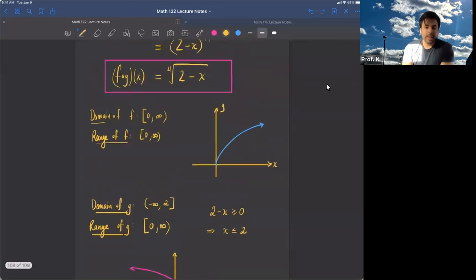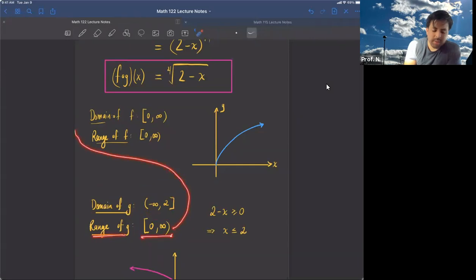Now, let's be mindful of how we created this function. What came first? g, didn't it? So with g, my domain immediately starts off as negative infinity to 2, and my range is 0 to infinity, right? So the domain of g produces this range. Now I have to see if this range coincides with the domain of my other function, and it perfectly does. So there's no discrepancy with the range of g and the domain of f, which indicates that what is my domain of the entire function?